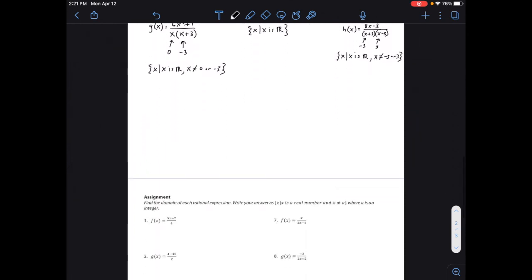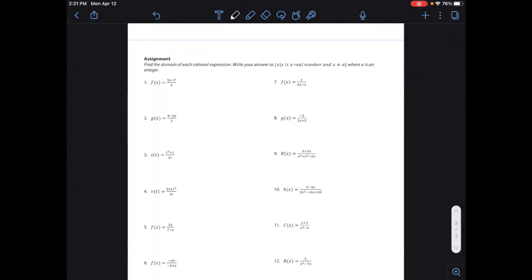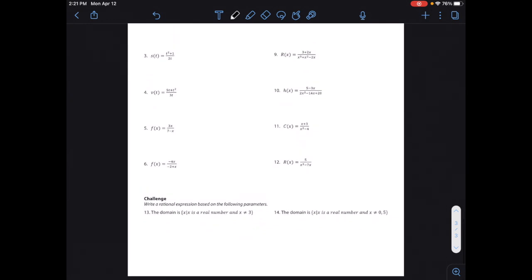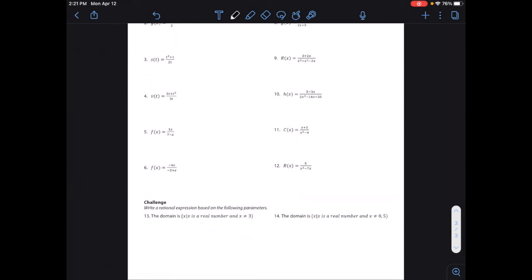All right, you have an assignment down here. So there's a whole bunch of them where you just have to find the domain. You're going to have to do a bunch of factoring. And the last two questions where it says challenge, these two questions are a little bit different because they make you think backwards and they make you think, okay, what sort of rational function would have a domain that looks like this? And there are a whole bunch of possibilities for answers because you can have anything you want in the numerator, but the denominator is going to have something specific. But there could be several different options. So you may have a different answer than somebody else, but you still would have the right answer.